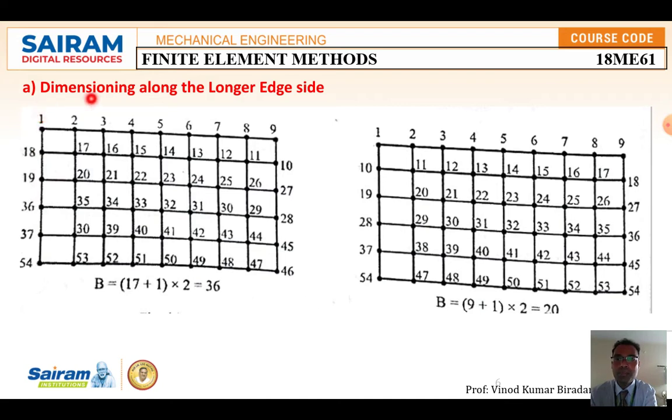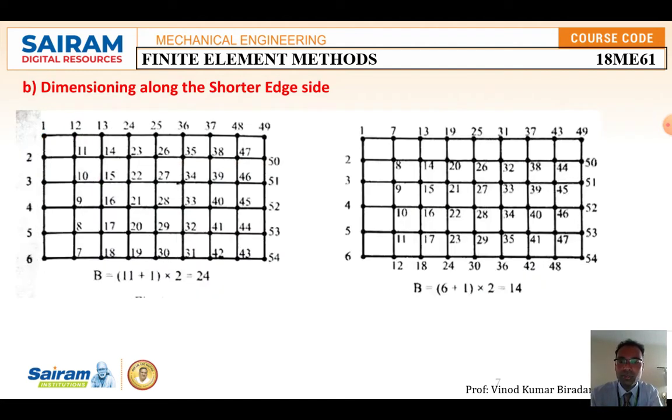Okay, so dimension along the longer edge. You just keep denoting the numbers. Consider this longer edge, and use the node numbering as given: 1 2 3 4 5 6 7 8. Okay, 8 columns are given.